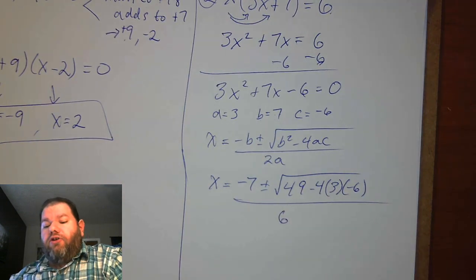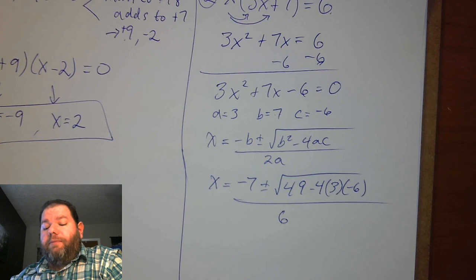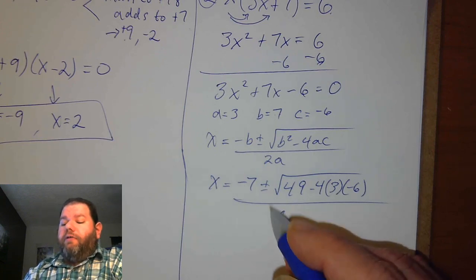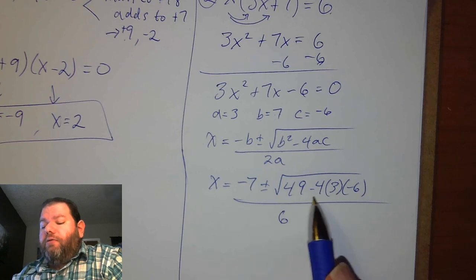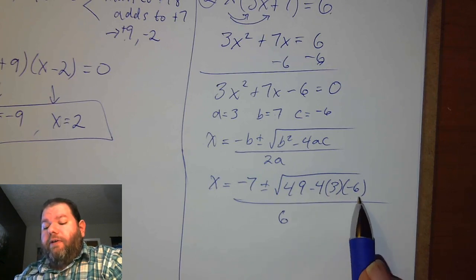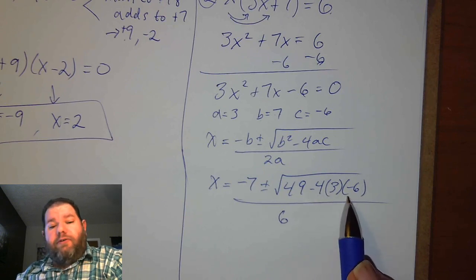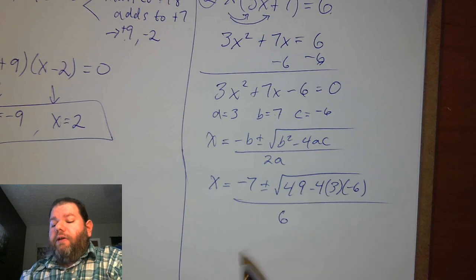Well, this may not actually be factorable, but we'll see how it goes. We'll know if it's factorable or not if this is a perfect square under the radical. Now, we have 49, and then we have -4 times 3 times -6. So we see that there's 2 minus signs there, so we know that's going to change to a plus.